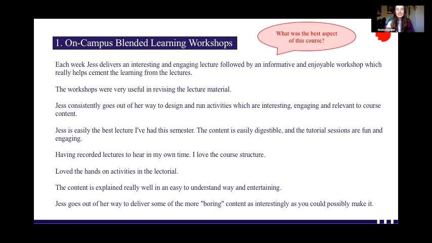The content is easily digestible. The tutorial sessions are fun and engaging. Having recorded lectures to hear in my own time is the best aspect, so they love the course structure. They love the hands-on activities and that the content is explained really well in an easy to understand way and is entertaining. And the last one, that Jess goes out of her way to deliver some of the more boring content as interestingly as you could possibly make it. These were definitely not the types of comments I was getting in my first year when I was running more of a traditional approach.